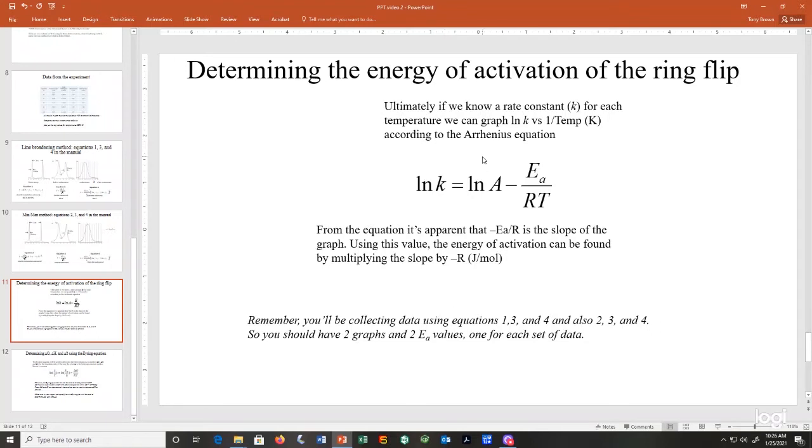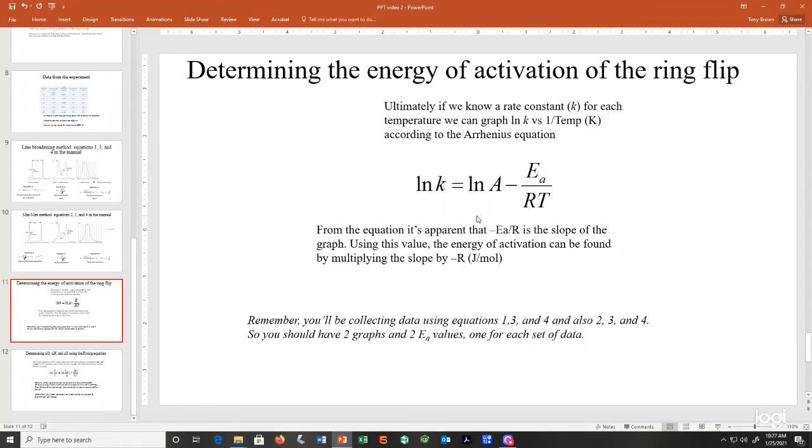And the first equation we're going to be using is the Arrhenius equation. And so if we take our K values and convert those to ln K, and we take our temperatures in Kelvin and convert those to 1 over Kelvin, then we can plot those in a scatter plot, and you can see here that ln A would be the y-intercept, ln K is our y value, 1 over T is our x value, and so we end up with a negative energy of activation over R as the slope of the equation.